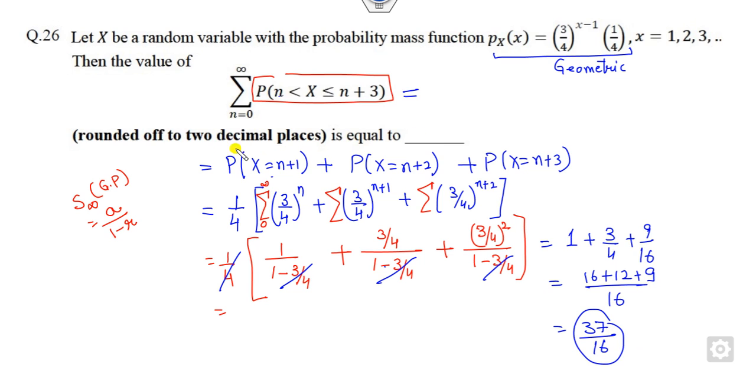You have to write it to 2 decimal places. You can use the 2 decimal places and get the right answer here. So that's a very simple question. You can get easy marks here.